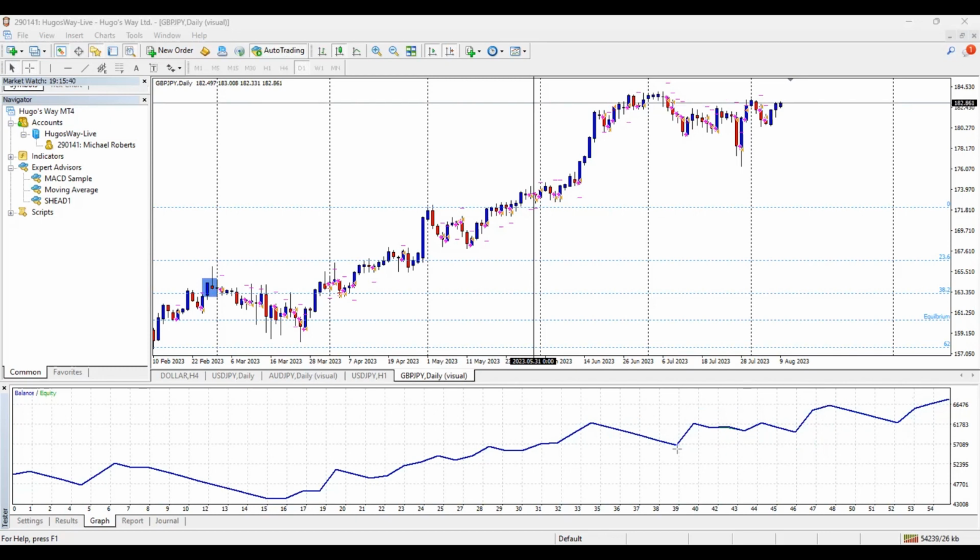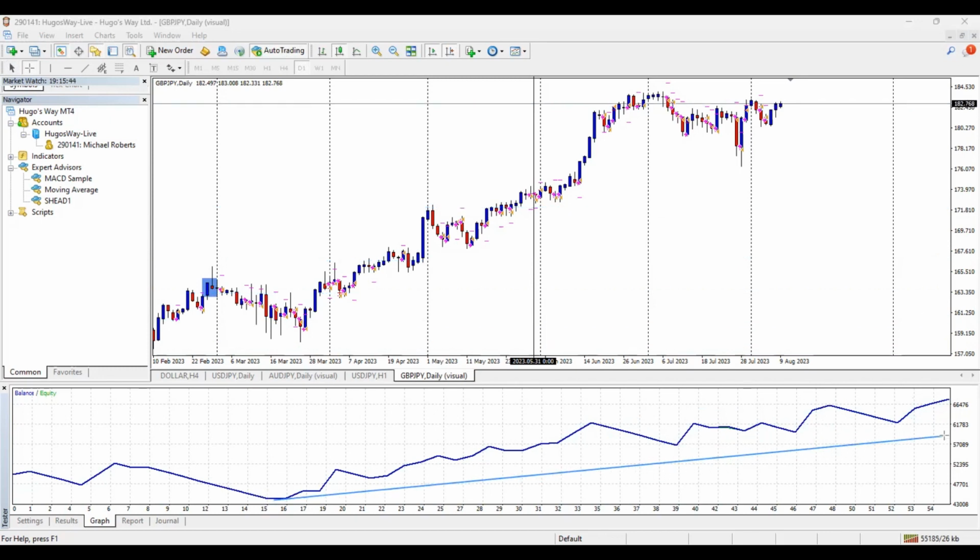Yeah. So, if I was to draw a line for all technical analysis with a strategy tester, if you look at it from this angle, you can see that no matter what, even if we get down to a point of a drawdown, overall, this is still trending upwards. Now, it looks like the strategy tester is done. So let's have a look at the results.